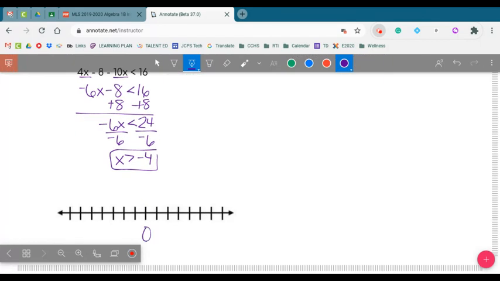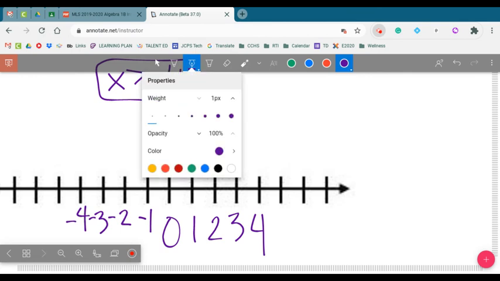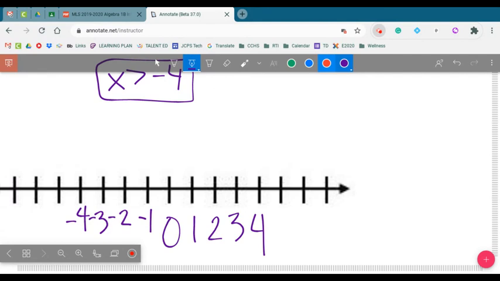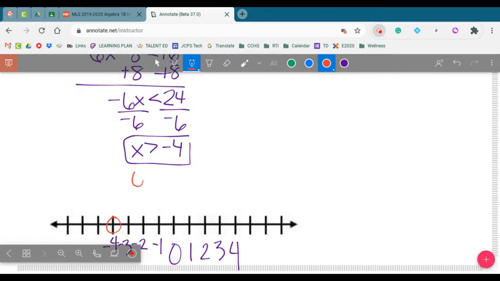Number line, I have 0, 1, 2, 3, 4, negative 1, negative 2, negative 3, negative 4. This is going to be an open circle because of that inequality sign. Now I have to figure out which way to shade. I plug in 0 for x. Is 0 greater than negative 4? Yes. So that means I'm going to shade where 0 is, because it is a solution.